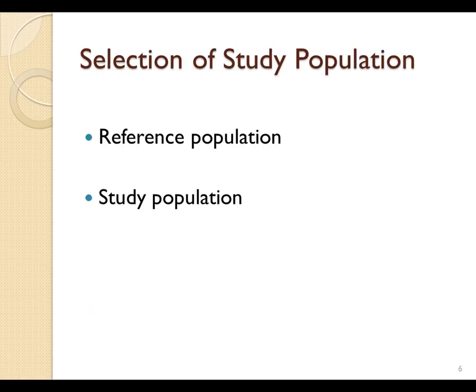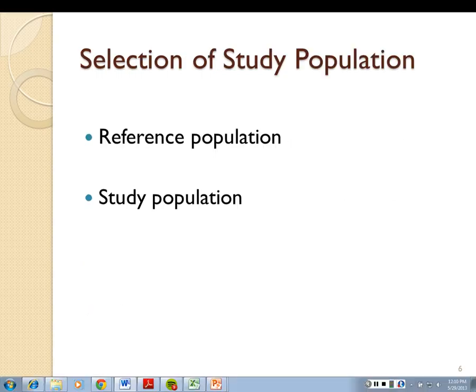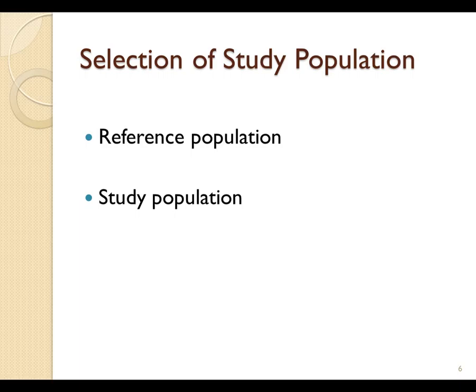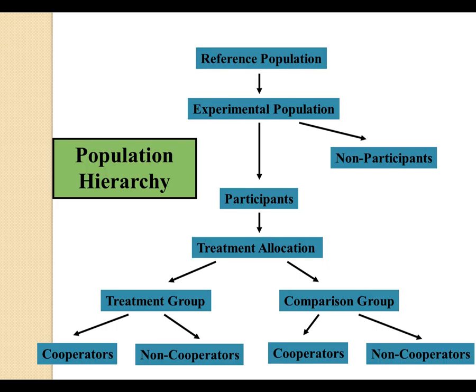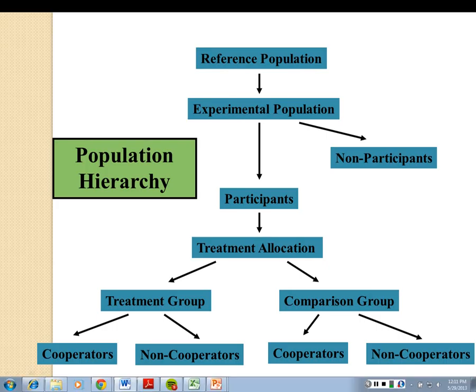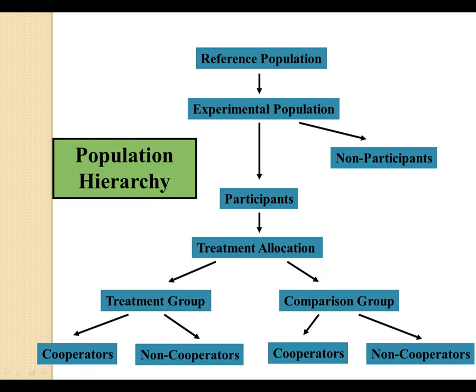The reference population refers to the general group to whom results of a trial should be applicable. The study or experimental population refers to people who are considered for enrollment in a trial, so the potential participants. We can look at the people enrolled in an experimental study through a population hierarchy. We start with a reference population, which is everyone to whom the results should be applicable. From there we get the experimental population, everyone who is actually a potential study participant.